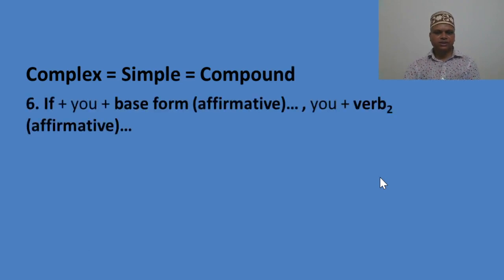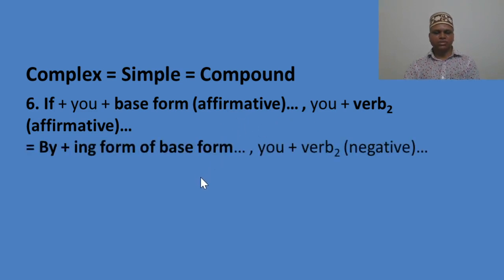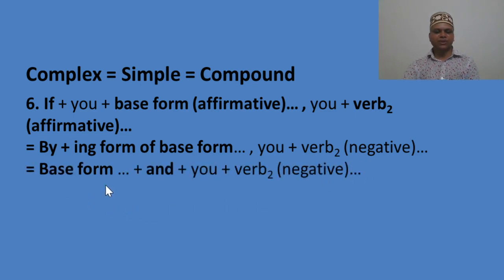Now the sixth rule, it is also a conditional sentence. Look at the sentence here. The verbs of both clauses are in affirmative form. So the simple sentence will begin with ing or the base form, and the rest of the sentence, and the second clause, that is the principal clause, will be the same. And the compound sentence will be the base form and the rest of the sentence and the principal clause.